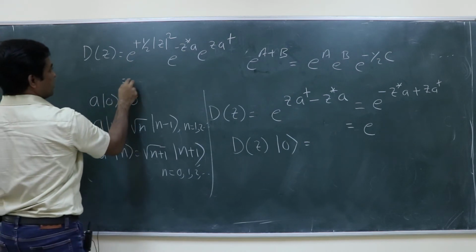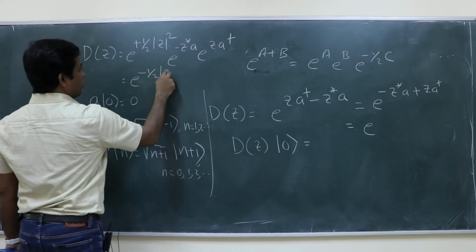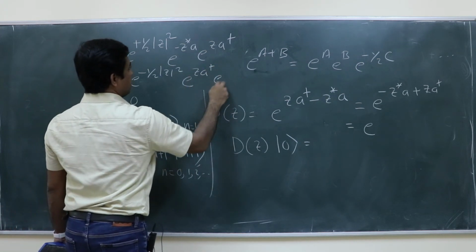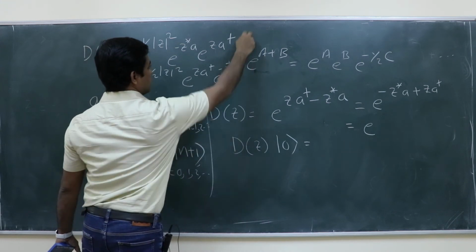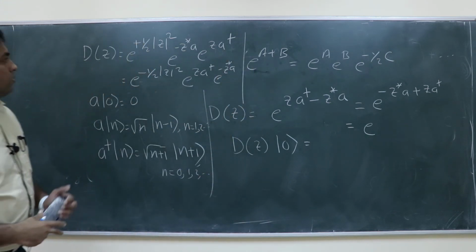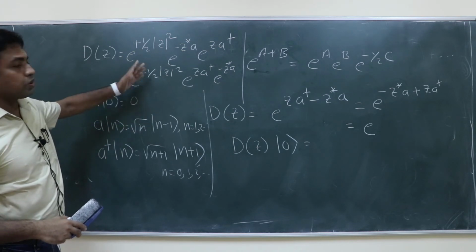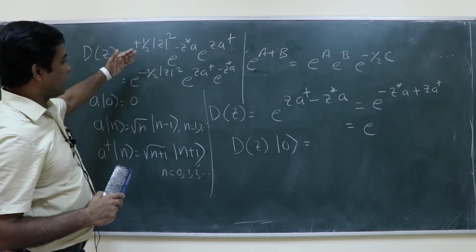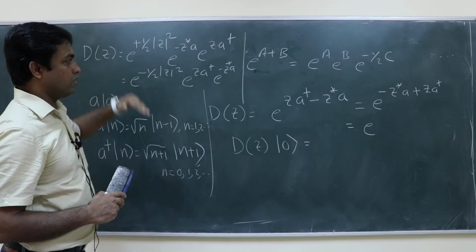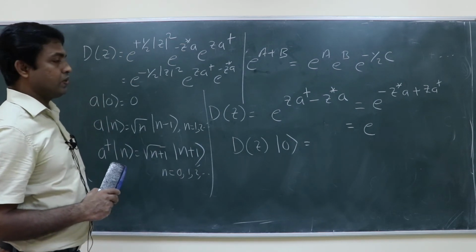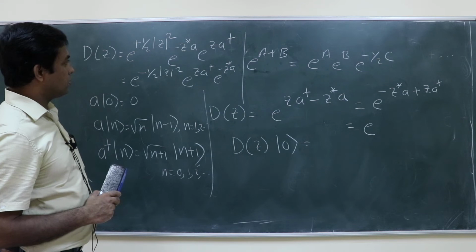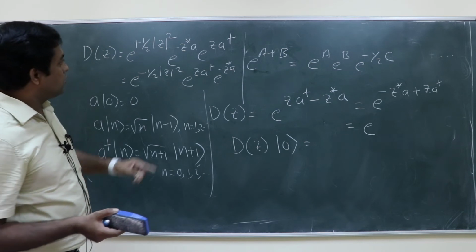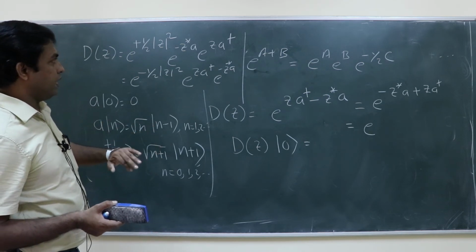The other one is e power minus 1 by 2 mod z square, e power z a dagger, e power minus z star a. So which one do you think is better to use? Somebody is saying first one, somebody is saying second one. Because it is acting on the ground state. So you are saying first one. It is acting on the ground state, okay.